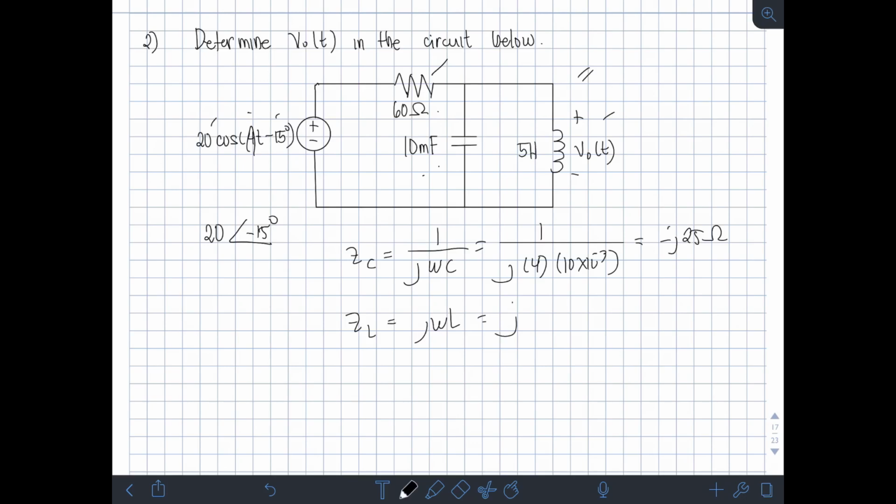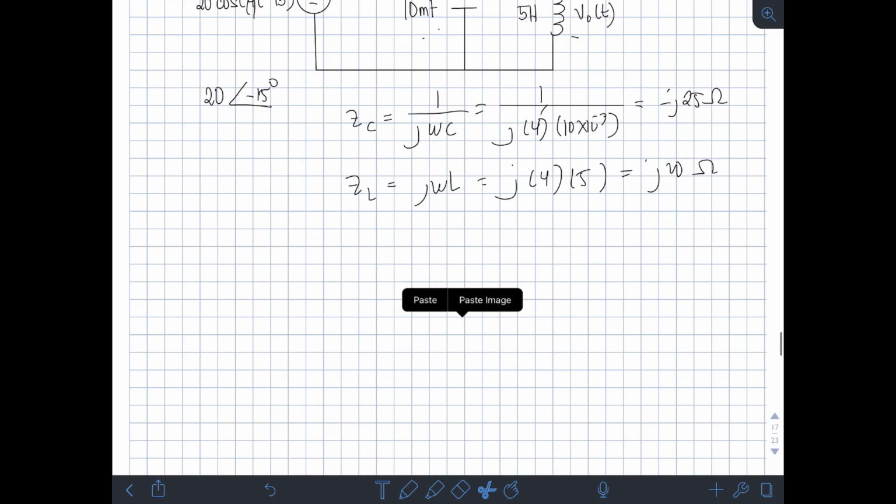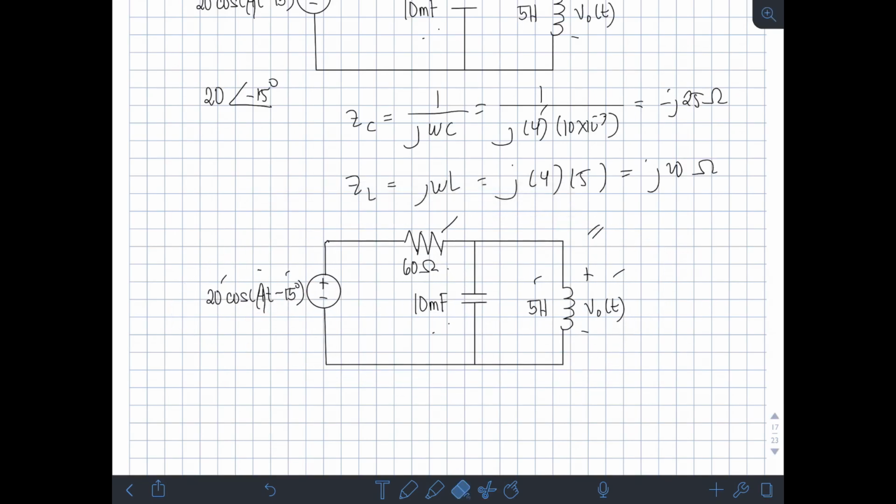Then, last, itong inductor, impedance for inductor is equal to J omega L. Substitute natin, we have J times omega, 4. Then, yung inductance nyo na 5 Henry. So, ilan to? J, 20 ohm. Right? So, ngayon, transform natin uli in terms of phasor form, yung mga circuit elements. So, itong 10 millifarad, ano na siya? Negative J, 25 ohms. Itong 5 Henry, J, 20 ohms. And then, itong voltage source, 20 angle negative 15 degree.